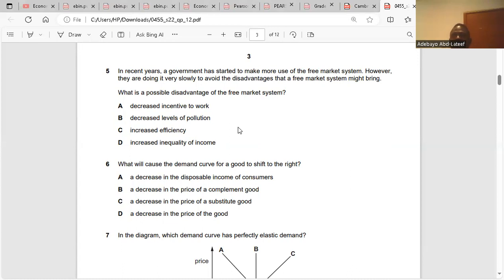The distribution of income. That means reducing the gap between the rich and the poor, which could be done by increasing progressive tax and increasing social benefits. Is it clear? So the answer is D, question 5. Question 6.